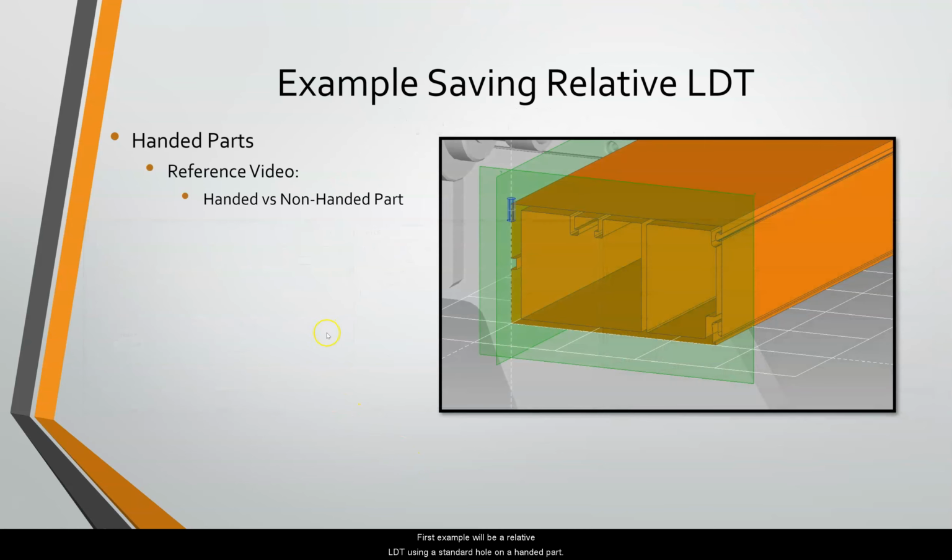First example will be a relative LDT using a standard hole on a handed part. Refer to the video Handed versus Non-handed part for a refresher on a definition of what a handed part is. We will be using W75-4118 for this example.